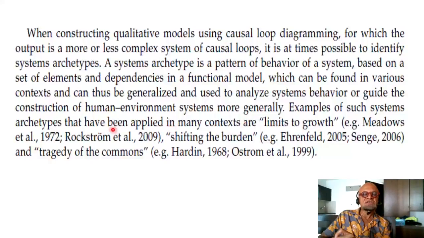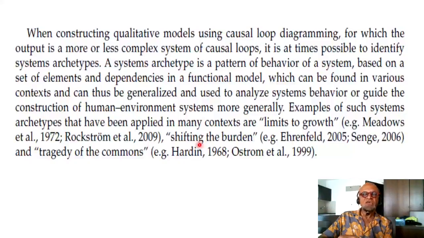Examples of such systems archetypes that have been applied in many contexts are limits to growth. So it goes back to the 1970s, and then the planetary boundaries idea from Rockström that started in 2009 tells you that we cannot keep using fertilizer and keep burning fossil fuel and keep doing agriculture without hitting the limits of the planetary functioning itself. So the planetary functioning will collapse in terms of nitrogen cycle perturbations and its impacts on soils and ecosystems on land and ocean and so on.